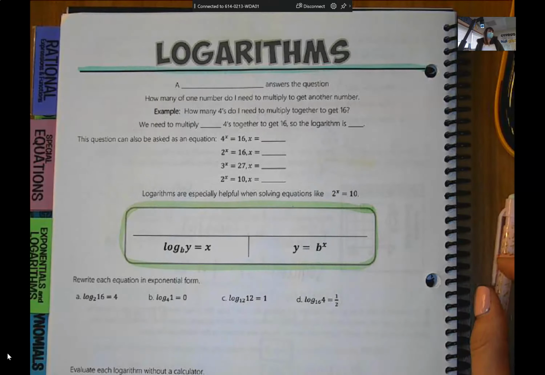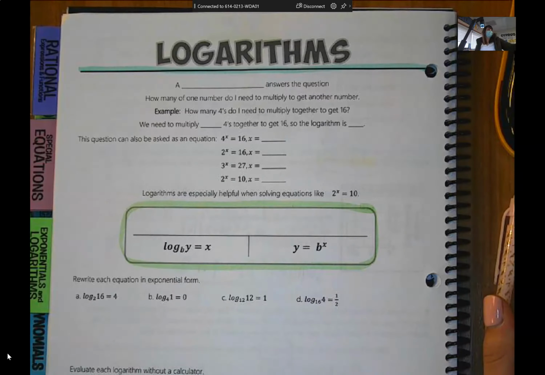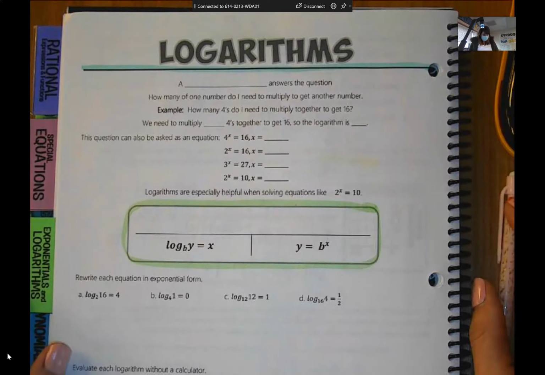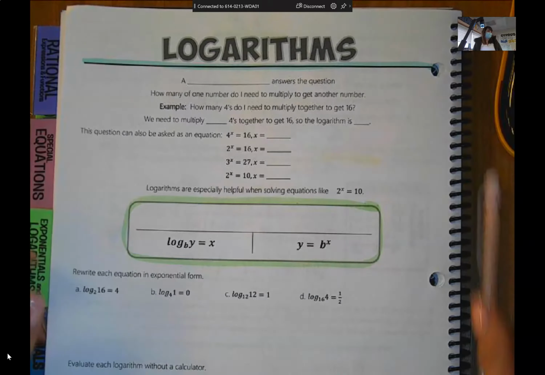Does everybody want to practice going one at a time? They said no, they don't want to. Carly will. Logarithm! She would yell it.